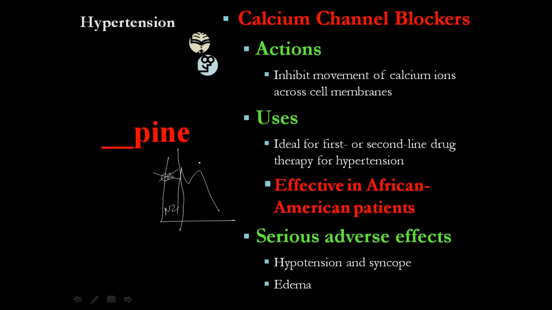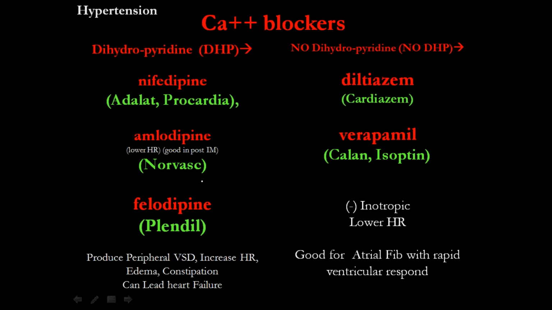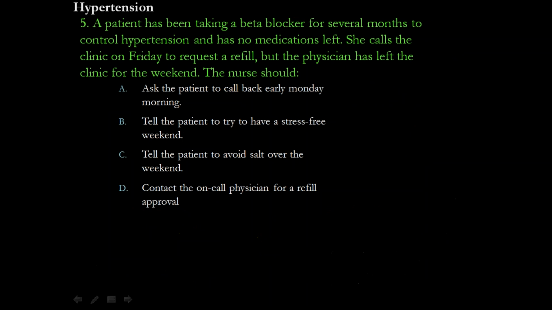So calcium channel blockers, and this is C. Remember A and B, we have ACE inhibitors and beta blockers, including the ARBs, which are not for the African American population, but C, calcium channel blockers, is going to be effective for African Americans. And -pine is going to be the suffix: nifedipine, amlodipine, verapamil, okay, verapamil.